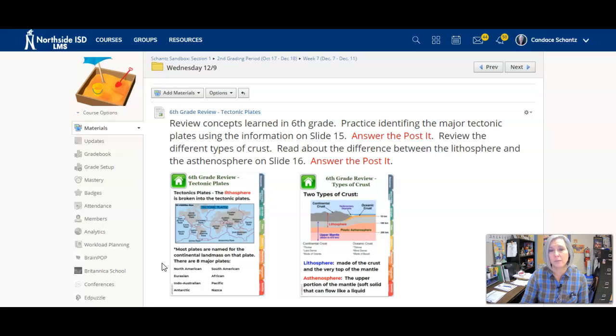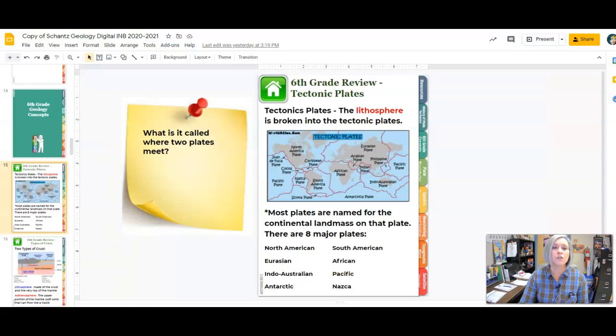So we're going to be in our IMB for a lot of pages, so we're going to start on slide 15. If we look at slide 15, it's about the actual tectonic plates. Now remember that the tectonic plates are the lithosphere, and that there are several plates, but there are 8 major plates that you need to identify. Most of them are identified based on the continent, but some of them are a combination. So make sure you can identify the 8 major plates.